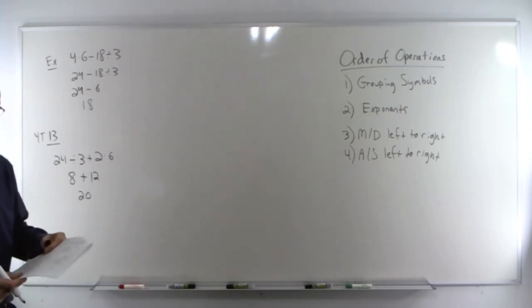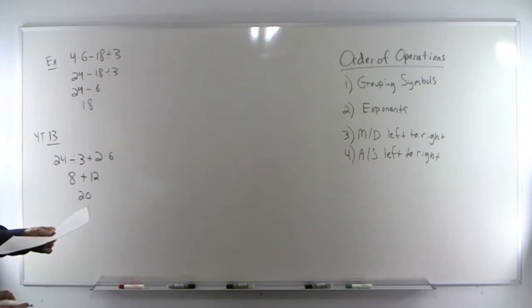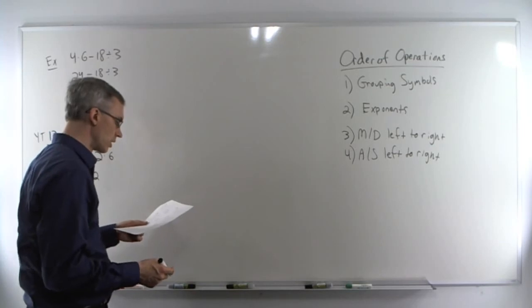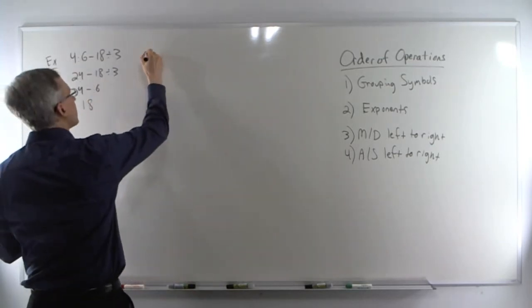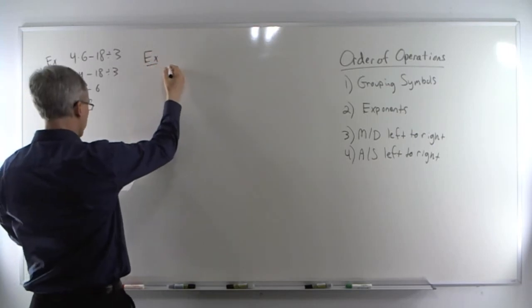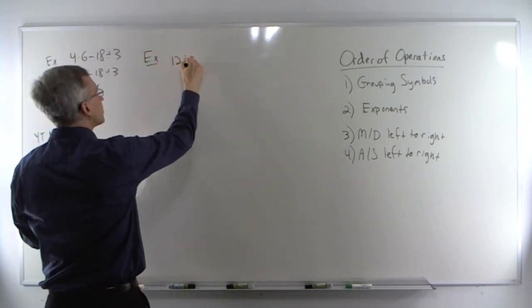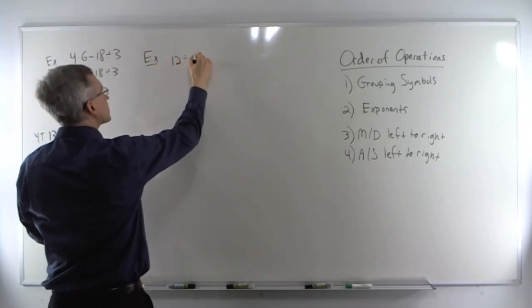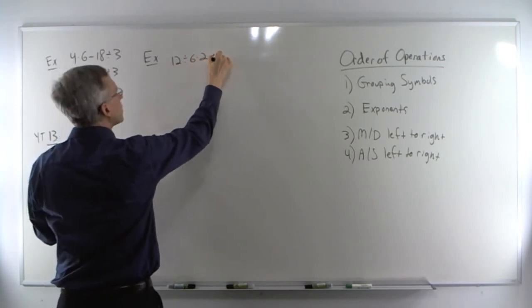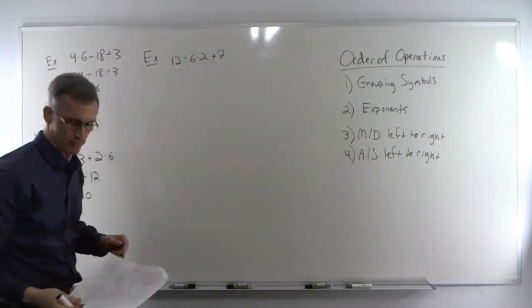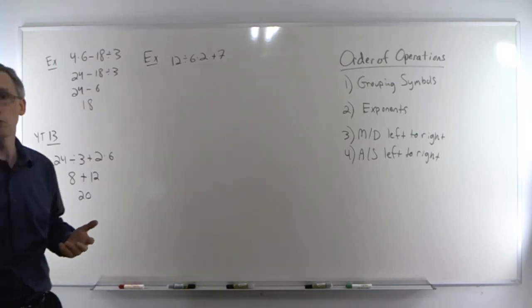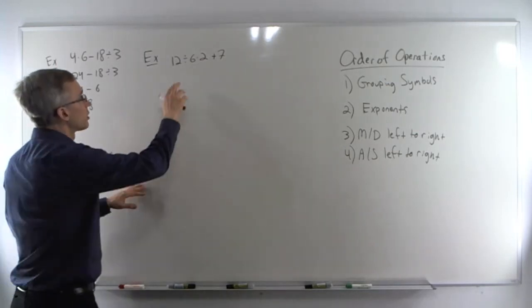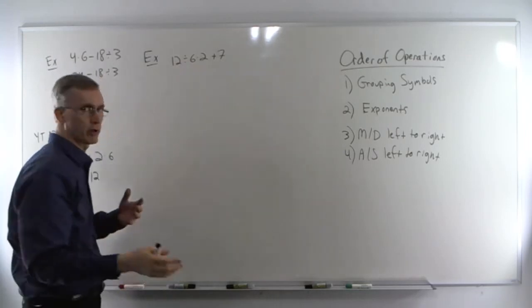All right, next example. It's going to be helpful to compare this with the first example. So we got 12 divided by 6 times 2 plus 7. Now this one should be done 1 step at a time because these 2 operations are right next to each other and they will affect each other.